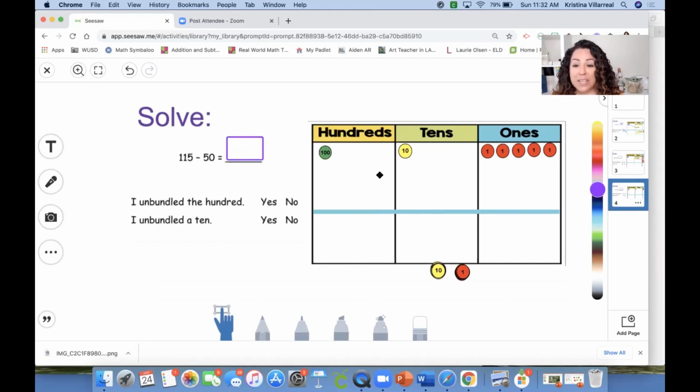You have 115. I made the whole for you, and you can see you have 5 ones take away 0. So it looks like you're not going to have to do anything here, but if you look at your tens, you have 110 and you have to take away 5. It looks like you're going to have to unbundle, and when you unbundle, you're going to have to put your tens here, and then you start to subtract. So I want to see how you do on this, and that's it.